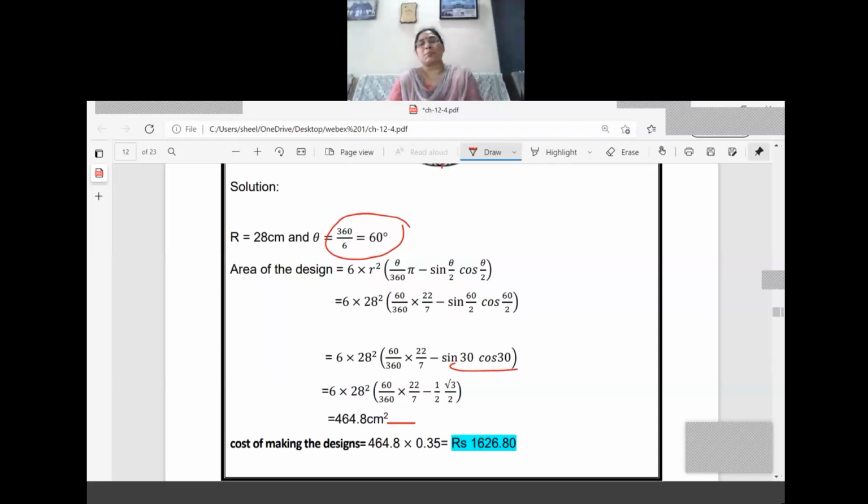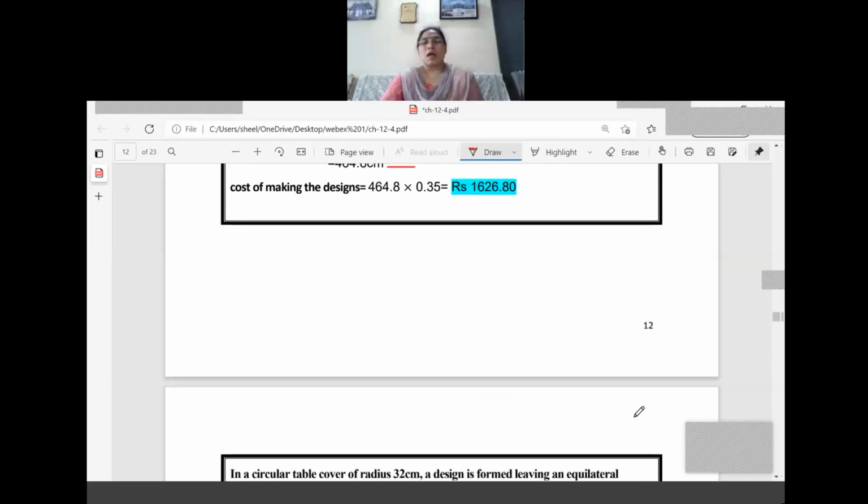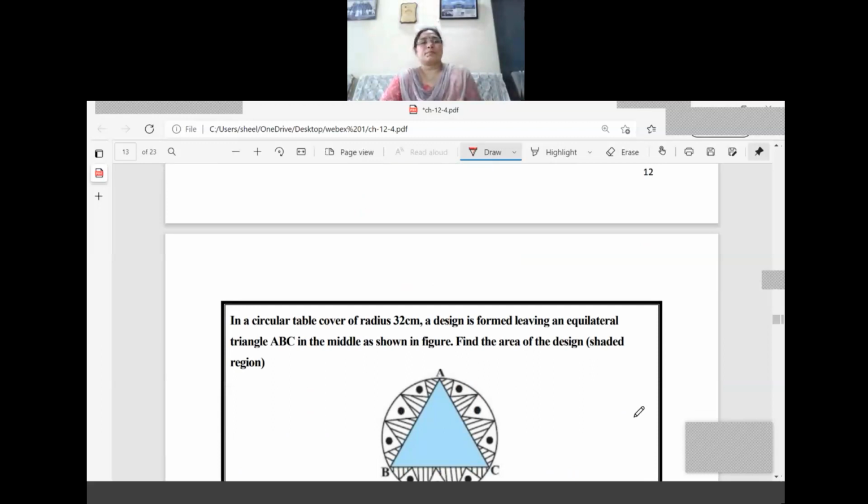After that, what is the next step? The cost of making the designs we should also find. So the point you have to remember here is that it is 60 degrees, right? That central angle calculation is the new point for this type of question. Now I'll move to the next one.